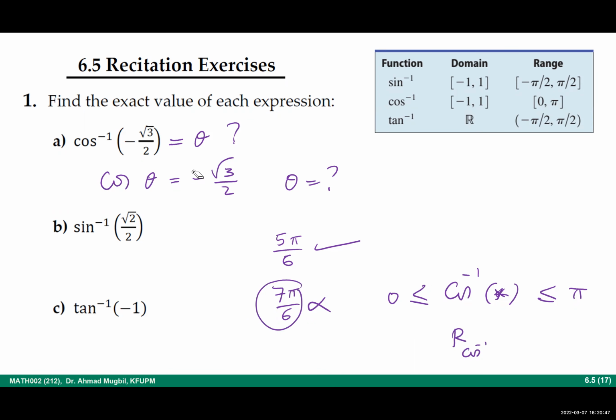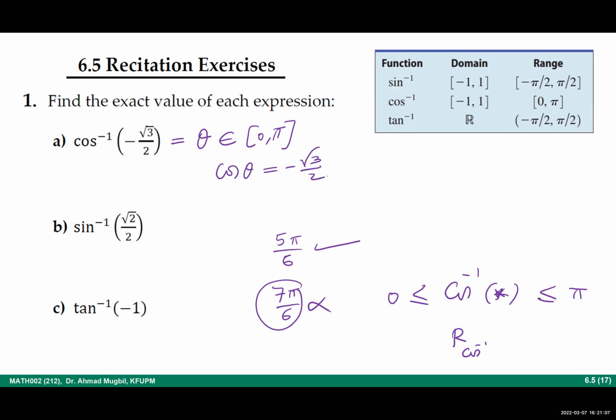So let me repeat that again. Now cosine inverse of negative square root of 3 over 2, whatever you will have here, it should be between 0 and pi. It should be inside this interval. Not only that, you should also have cosine theta equals negative square root of 3 over 2. So you need to check two things.